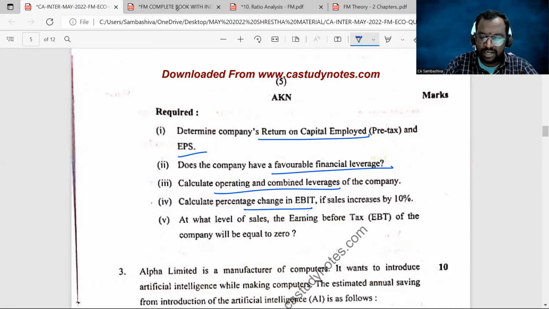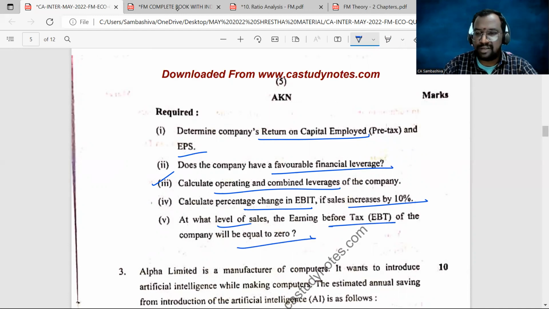Then the percentage change in EBIT if sales increases by 10%. So the relationship between the sales and EBIT is explained under operating leverage. Right, sir. So anyhow, we are finding out the operating leverage in point number 3, basing on which you can do the answer for point number 4. At what level of sales does your EBT become zero? Reverse back calculations you can do, sir.